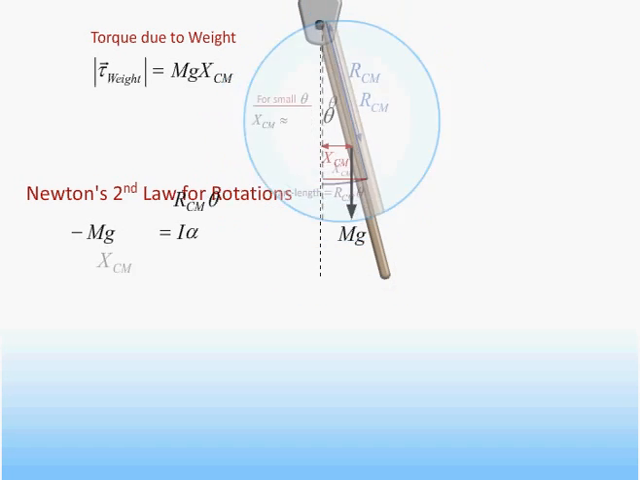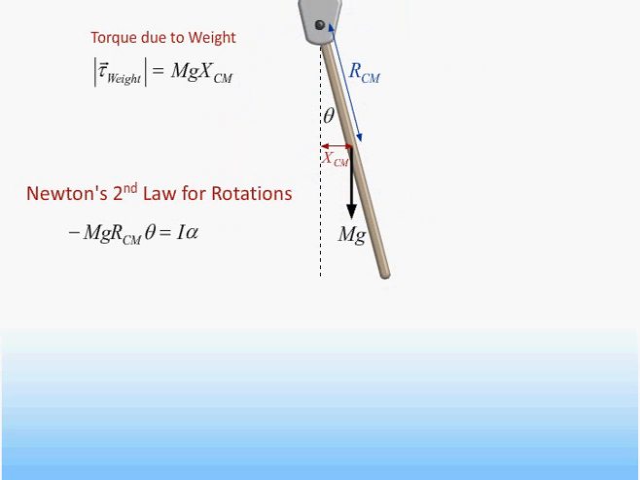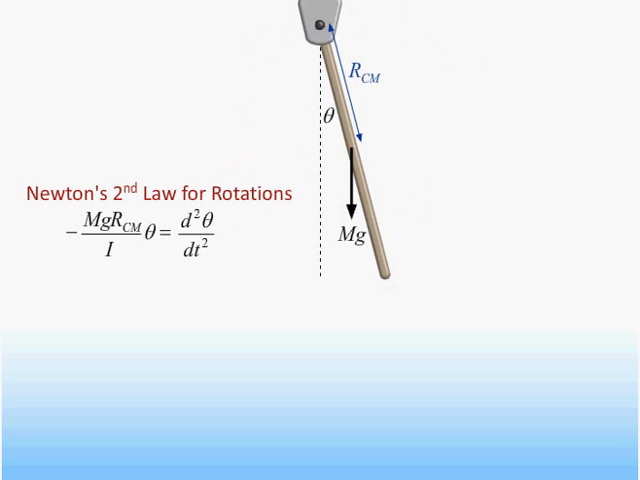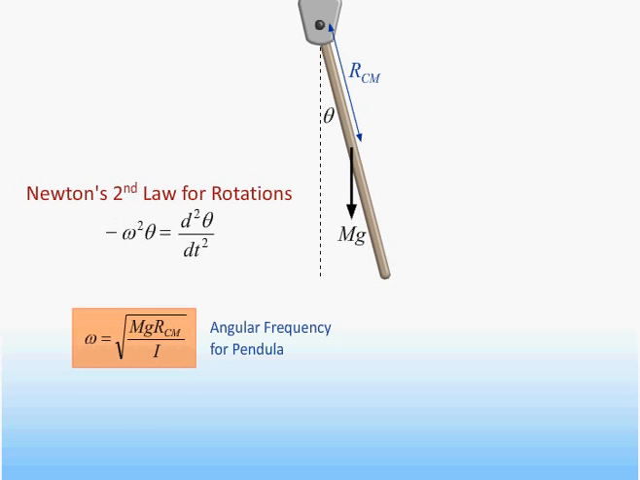With this approximation, we can write the displacement in terms of the angle and the distance from the pivot to the center of mass. The right-hand side of the equation is equal to the moment of inertia times the second time derivative of the angle, just as it was for the torsion pendulum on the previous slide. We have now obtained the signature equation for simple harmonic motion with the angular frequency equal to the square root of the product of the weight of the pendulum and the distance of its center of mass from the pivot, divided by its moment of inertia about the pivot.